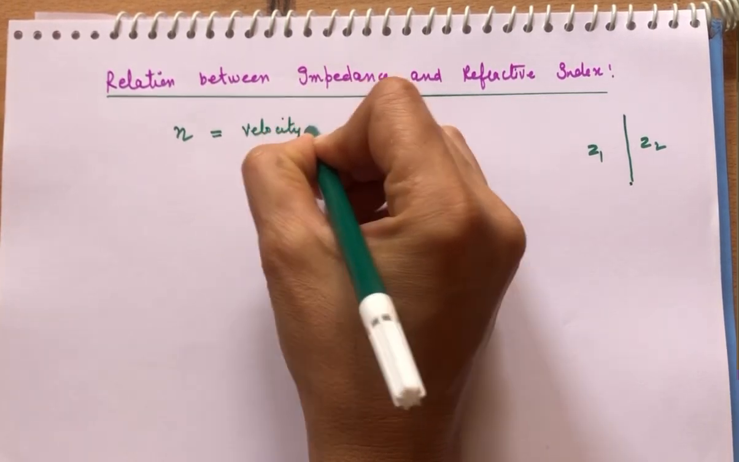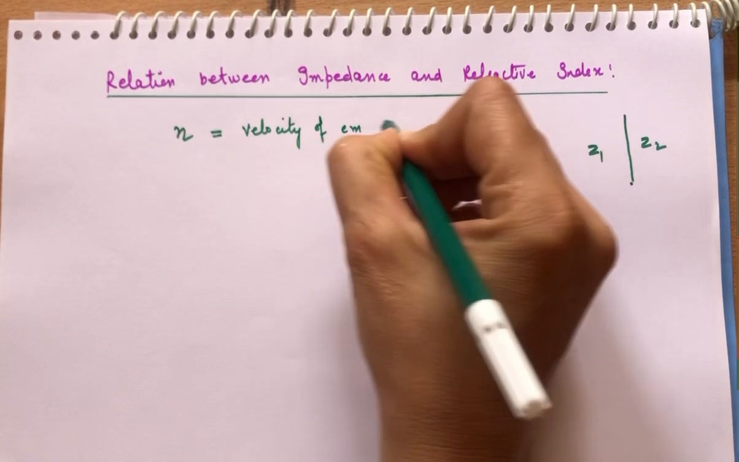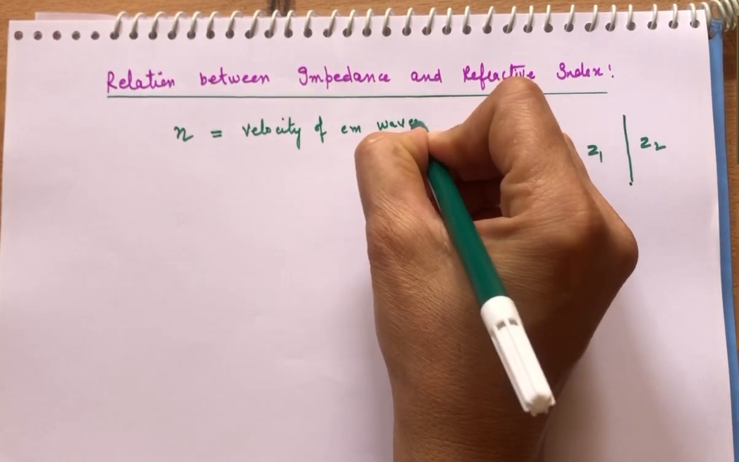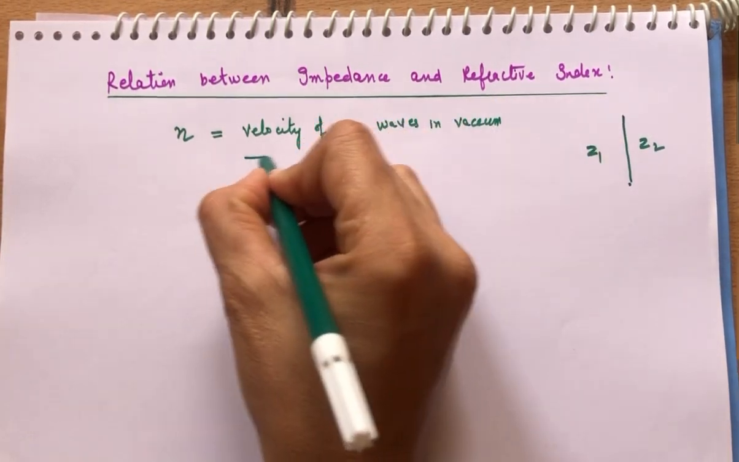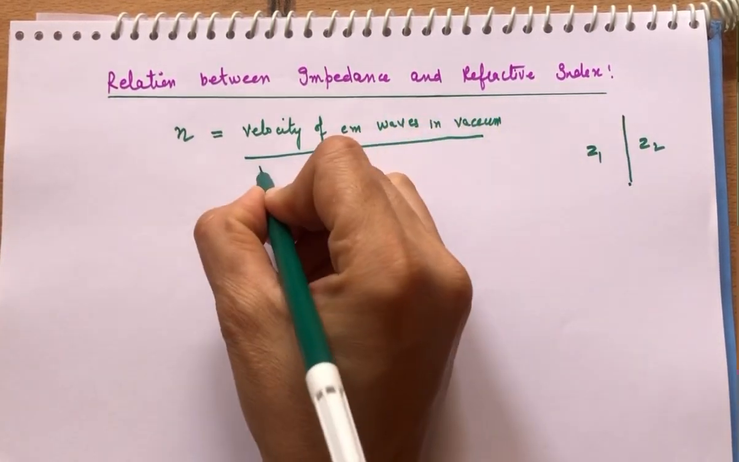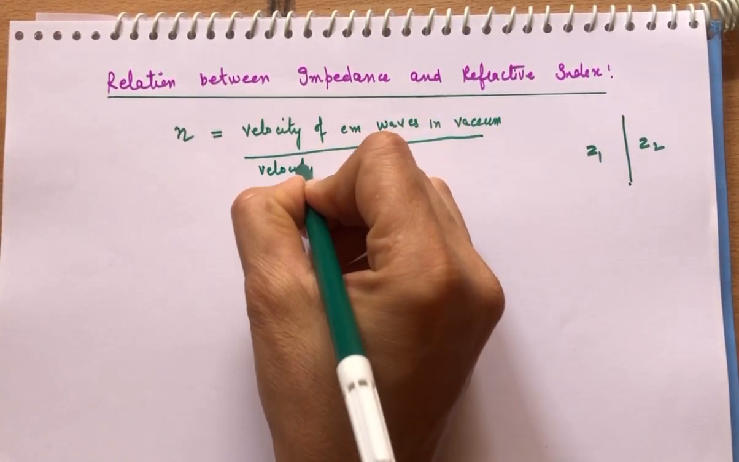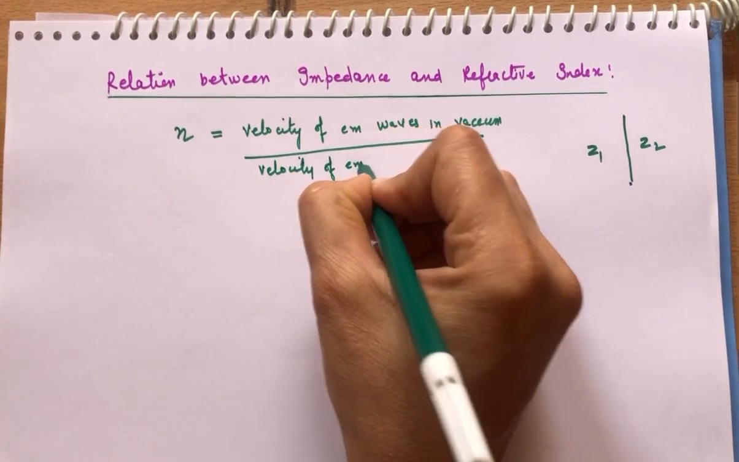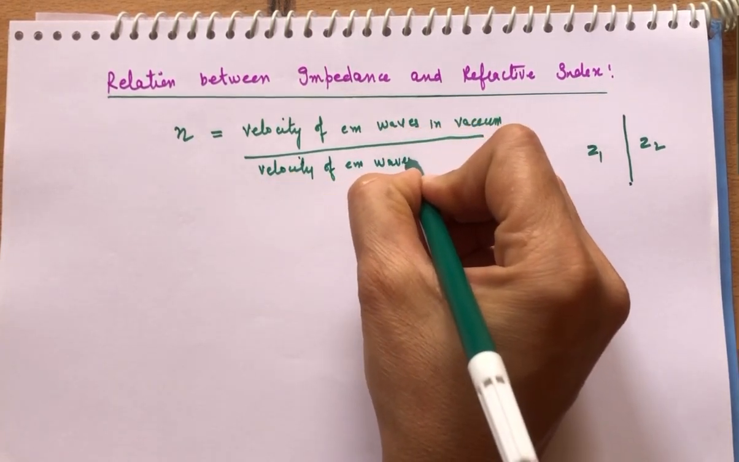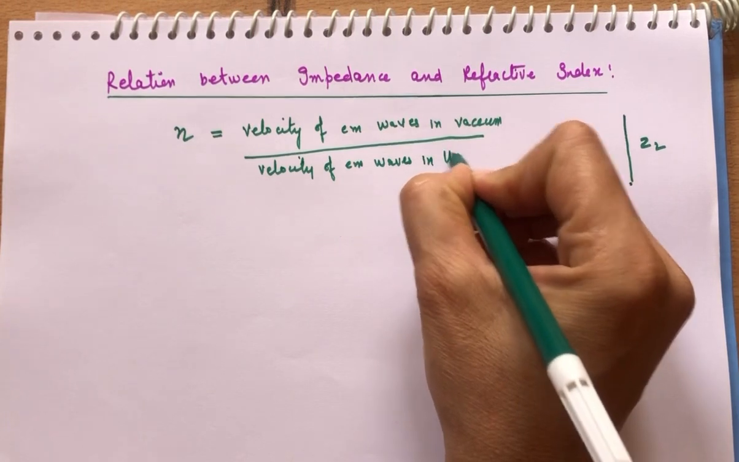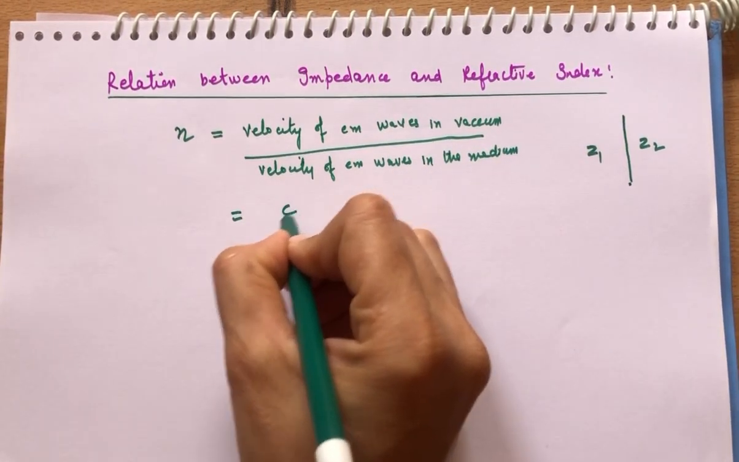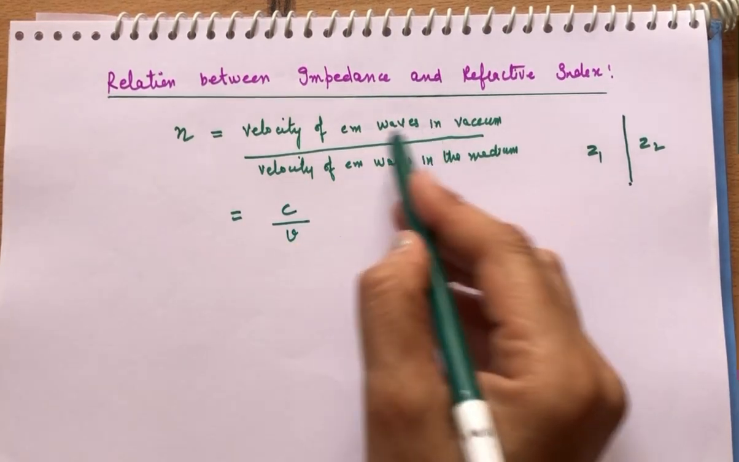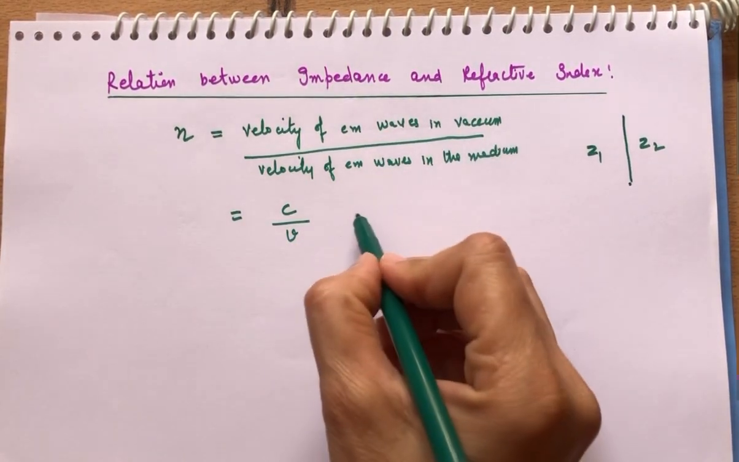of EM waves in a vacuum or air, which we have studied, divided by the velocity of EM waves in the medium. So this is the refractive index, or you can say c by v, where c is the velocity of EM waves in a vacuum.